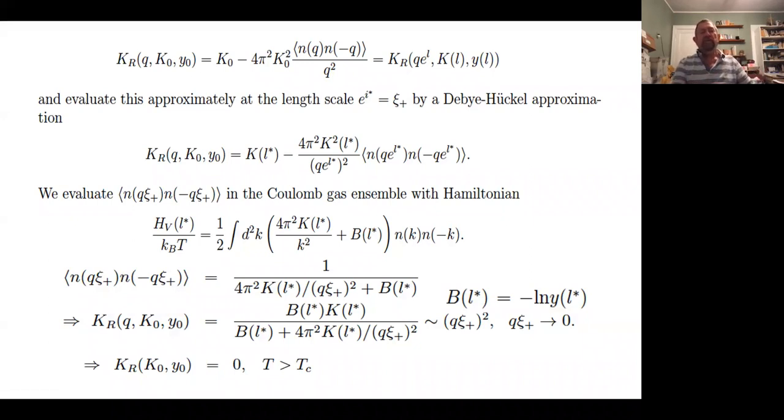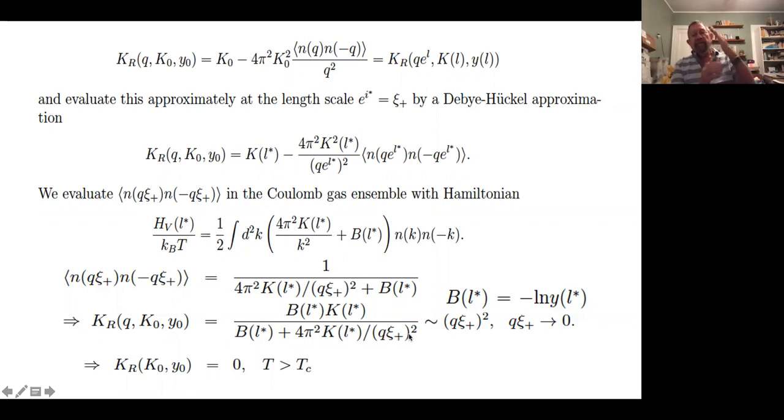And so this correlation function is just 1 over the coefficient in the Hamiltonian of n of k, n of minus k, but calculated at k equals q times the correlation length. So we get B of L star, K of L star divided by B of L star plus 4 pi squared K of L star divided by Q psi plus all squared.